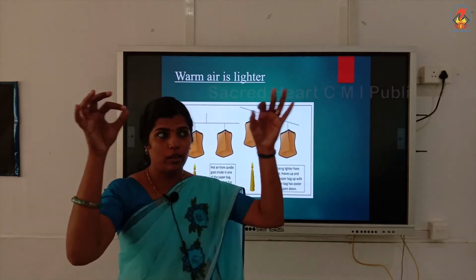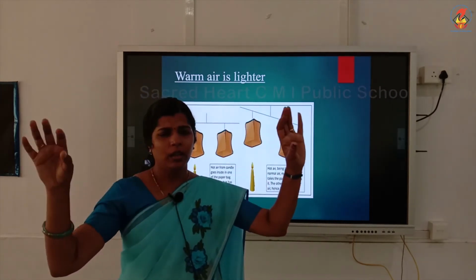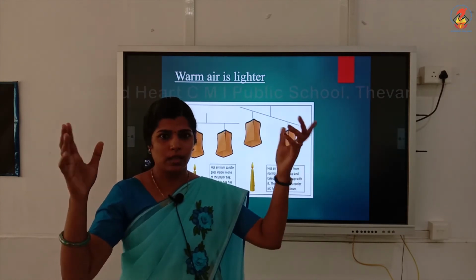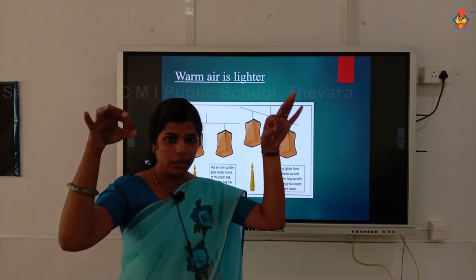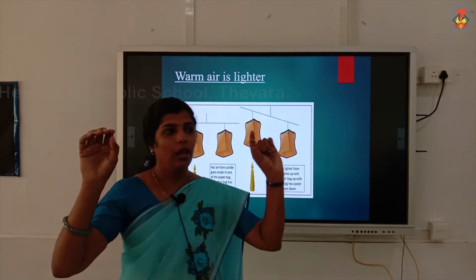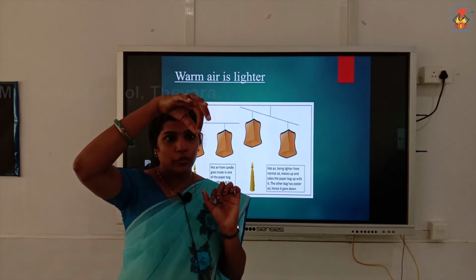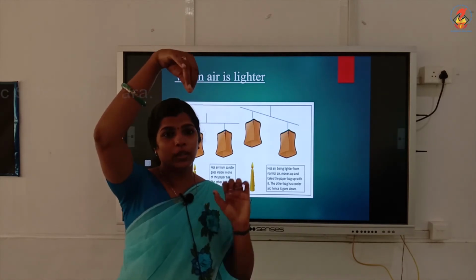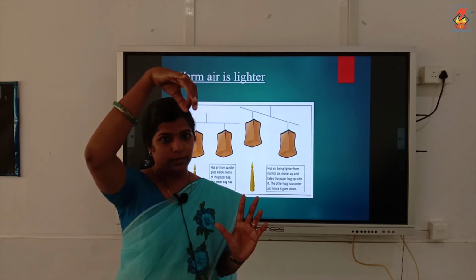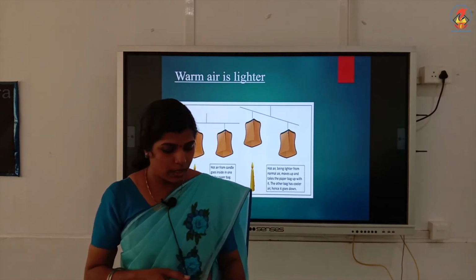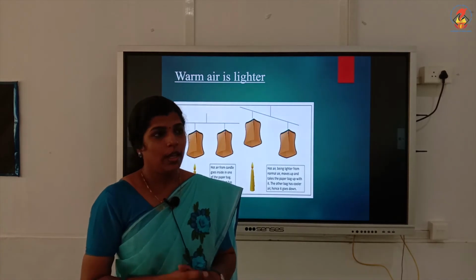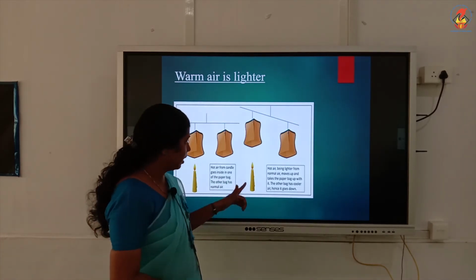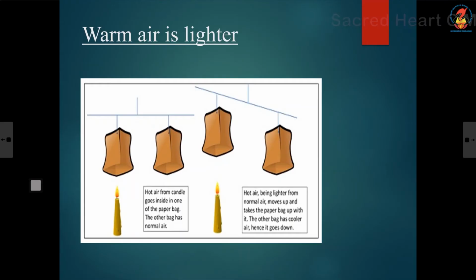Now, you tie that thread to a meter rod or a plastic or a rigid support. Just tie the two threads to a rigid support, and a thread at the middle of that support, so that you can hold the whole thing with the help of that thread. That diagram is there in your textbook. Now, you have to place a lighted candle under one paper cup.